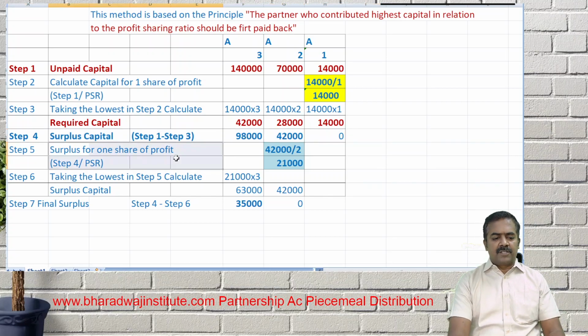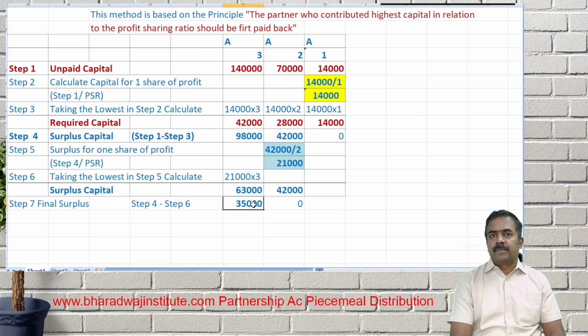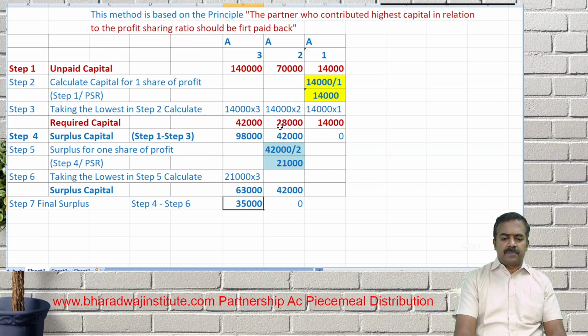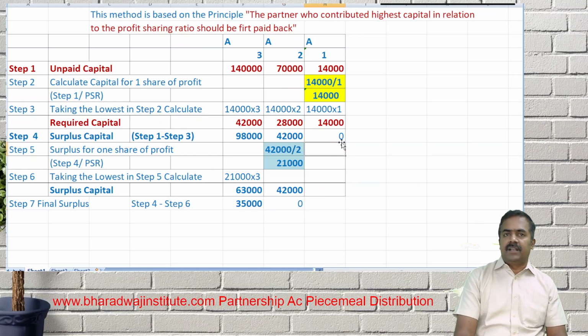Again repeat, surplus for one share of profit you work out, taking the lowest, then work out the surplus capital for the other partners. So 98,000 minus 63,000, what is the final surplus? 35,000 for the first partner. Second partner gets eliminated, third is already eliminated.